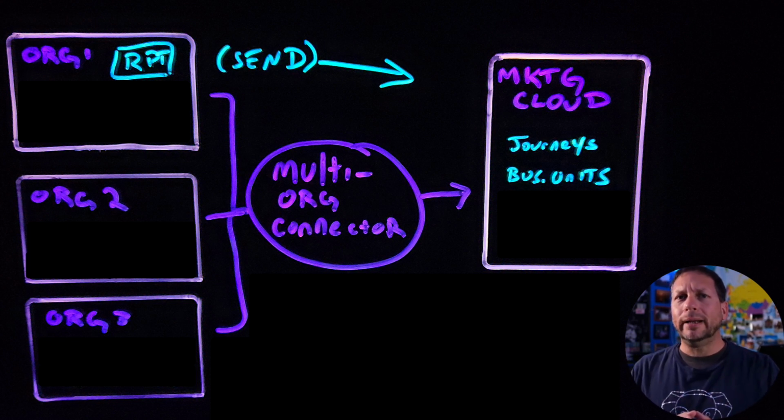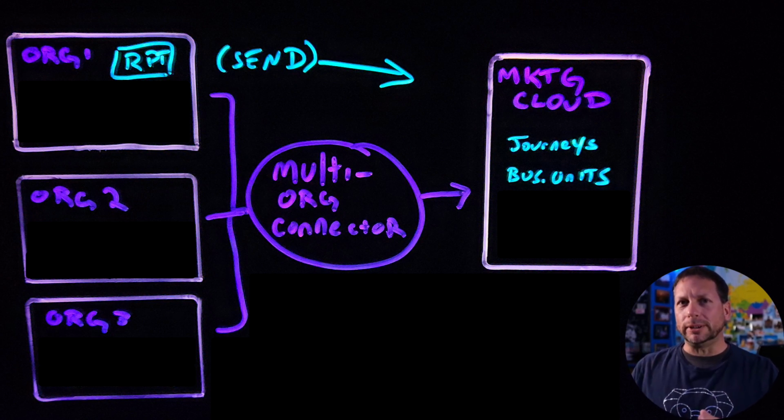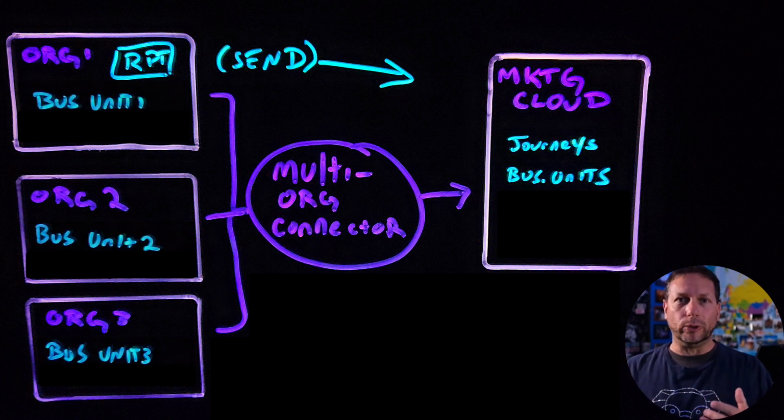One thing to keep in mind is that business units require the Enterprise edition of Marketing Cloud, which means that if you're not currently using that edition and you want to use the MultiOrg connector, you're going to have to upgrade. But also, once you set up your business units and you add your additional Salesforce orgs to your landscape, you're going to need to specify which business unit the contacts from each org go to.